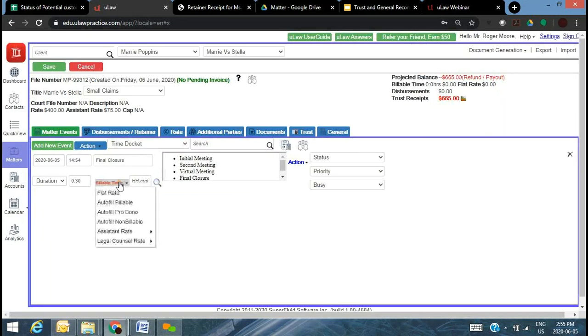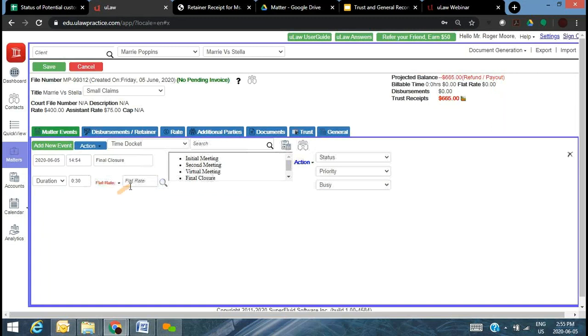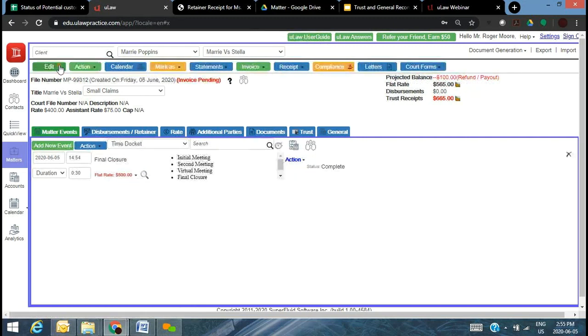And I'm just going to toggle this billable time. I'm going to say, you know what, it's a flat rate of $500, and I'm going to save. So now we've got 500, and I'm just going to assume there's taxes here, so it's going to be 500 plus taxes in the province of Ontario, 13%, and now it's 565, clearly articulating that in the flat rate.